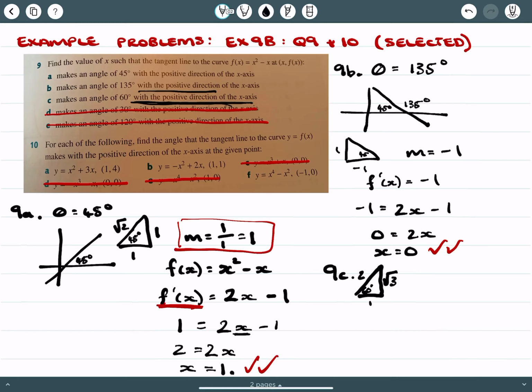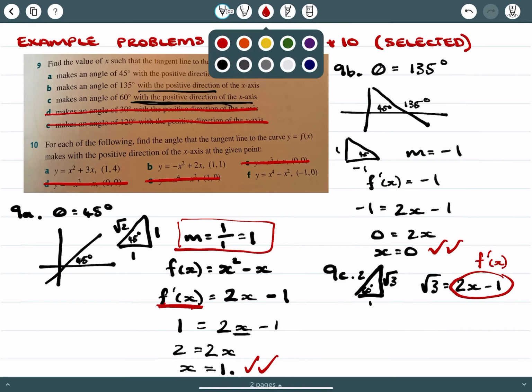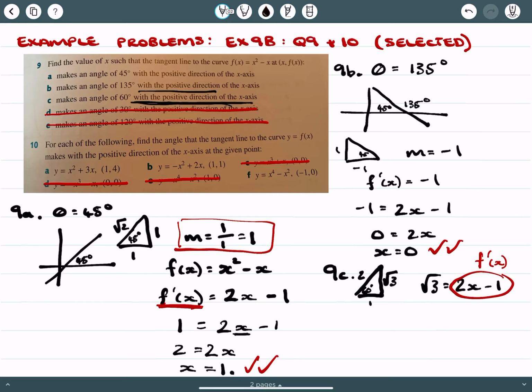And this leaves me with root 3 equaling 2x minus 1, because remember, this equation here is f dash x, so I'm sort of just skipping along as we can do it. And then if I want to find the value of x, I'm going to say 2x equals 1 plus square root of 3, and x equals 1 plus square root of 3 on 2. Again, correct answer. Seems like I'm understanding the concept.